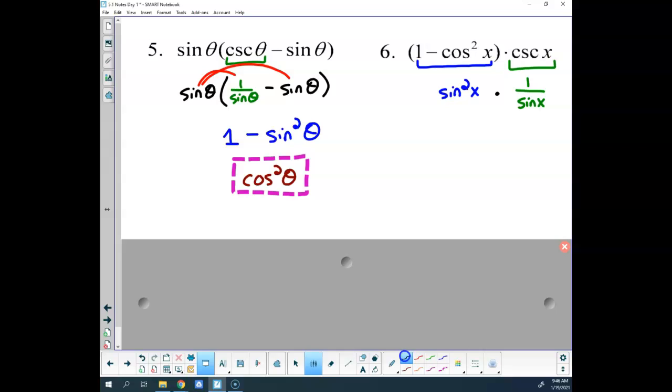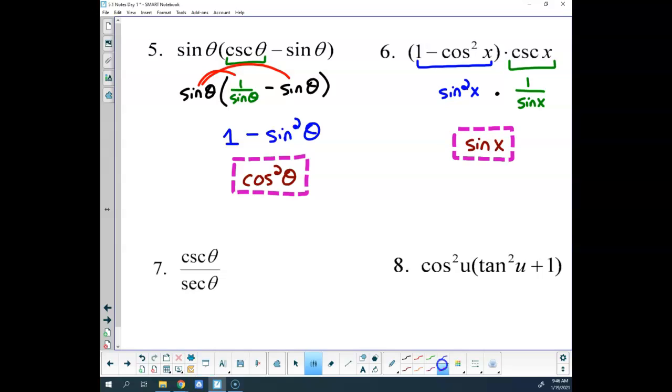Sine squared times 1 over sine, or sine squared divided by sine, another way of saying it, is just sine. Yeah. Okay.